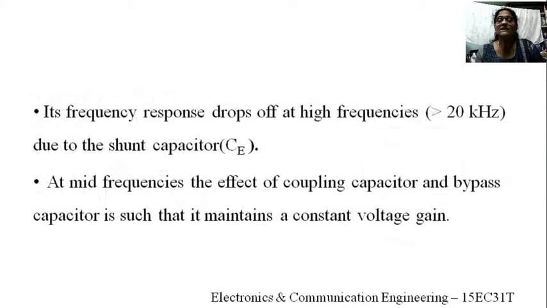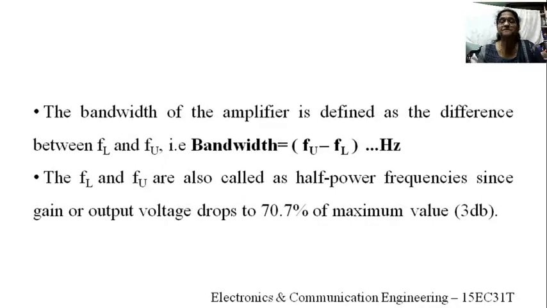How? Here at mid frequencies, the effect of the coupling capacitor and bypass capacitor is such that it maintains a constant voltage gain. Whatever the effects of the capacitive reactances at higher and lower frequencies, they cancel each other, so they maintain the constant voltage gain. This is the frequency response of the CE RC coupled amplifier.